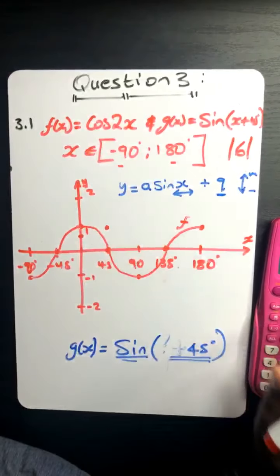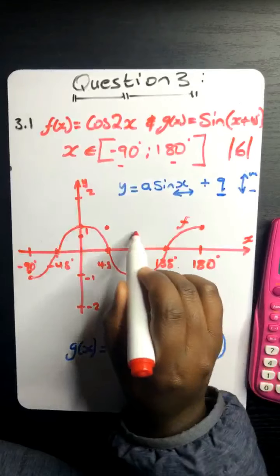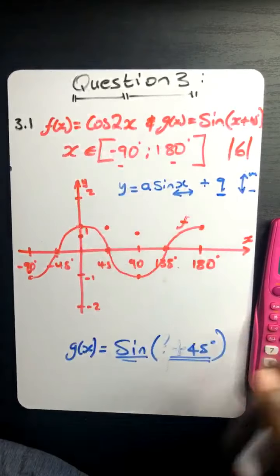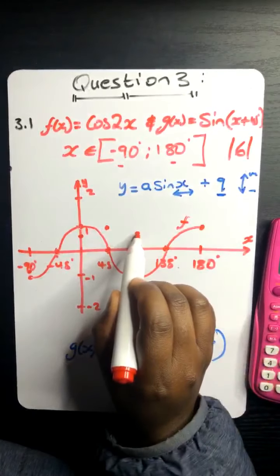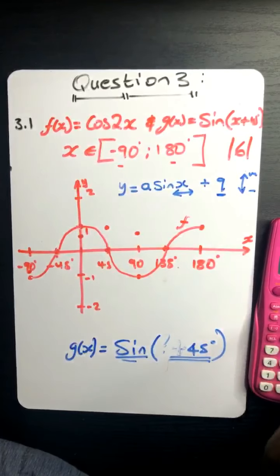Okay, so now let's move on to the next one. Being 90, I'm getting a positive 0.7. Remember, you might find it as a fraction, but convert it to a decimal so that you know where that point is. Let's go to the next one, being 135.